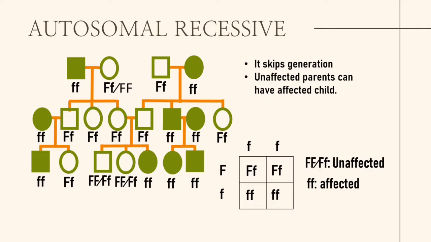Aside from that, again, unaffected parents can have an affected child. Again, what is the reason behind that? Unaffected parents can have an affected child because unaffected parents still are the carriers of a certain disease. Okay? So, for the genotype naman, homozygous dominant FF and heterozygous Ff would be the genotype of unaffected individuals. Small letter ff or the homozygous recessive would be the genotype of affected individuals. Okay? Are we clear na ba with autosomal recessive?